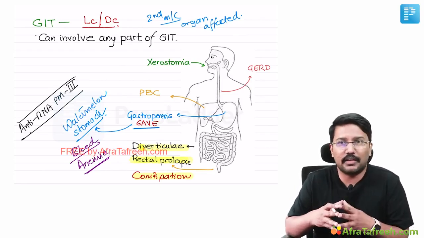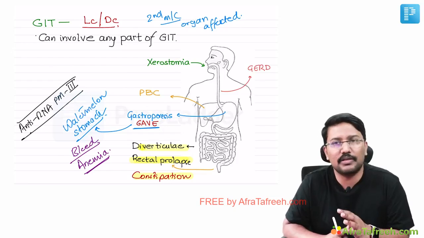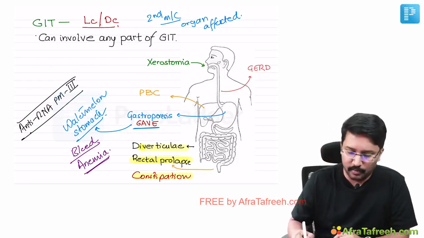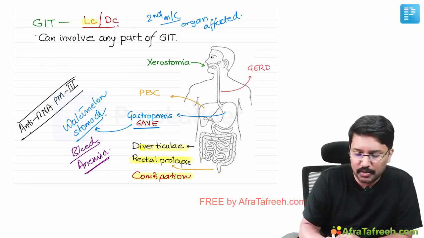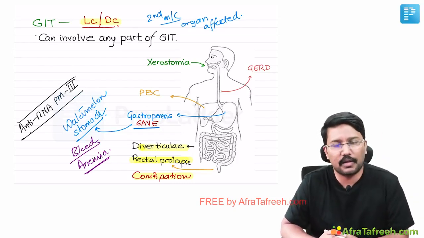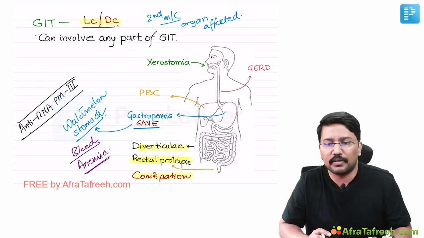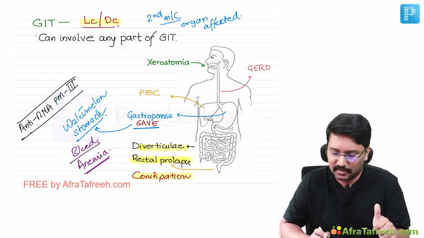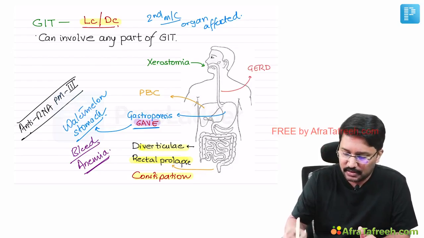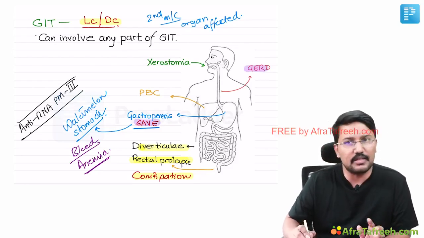So the point to note about the GIT involvement, this is the second most commonly affected organ, seen in almost 70% of the patients. The involvement occurs in both limited cutaneous as well as diffuse cutaneous, right? And any part of the GIT can be affected. Particularly, I want you to remember the gastric antral vascular ectasia, and there is a very strong association with the GERD.